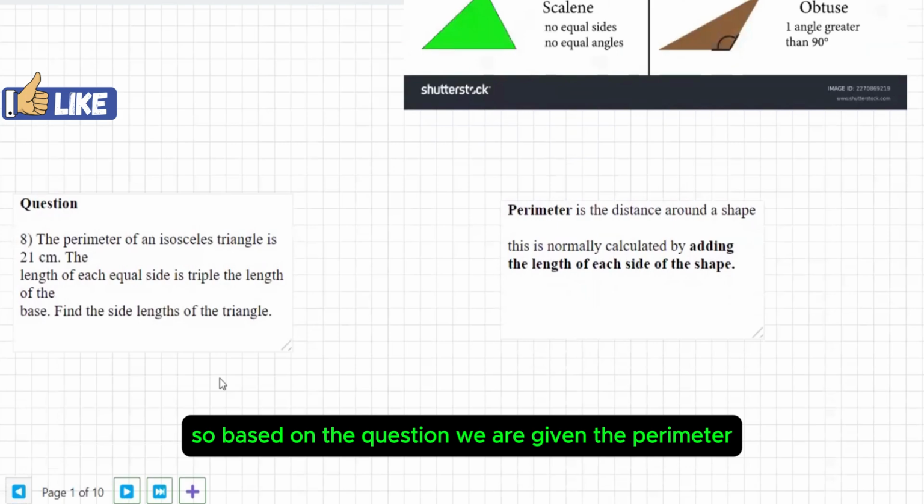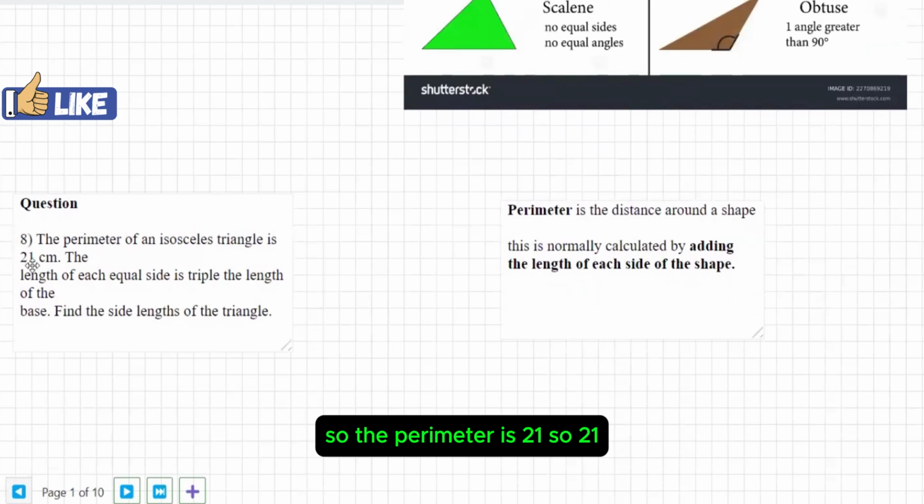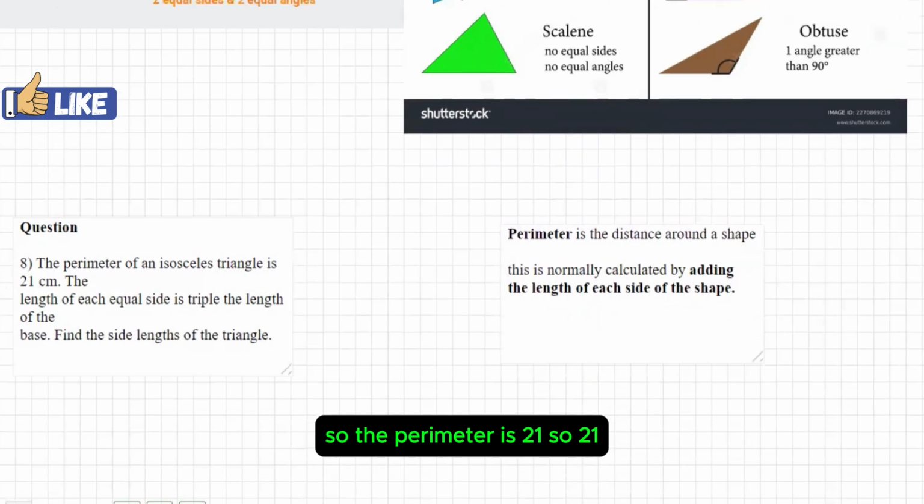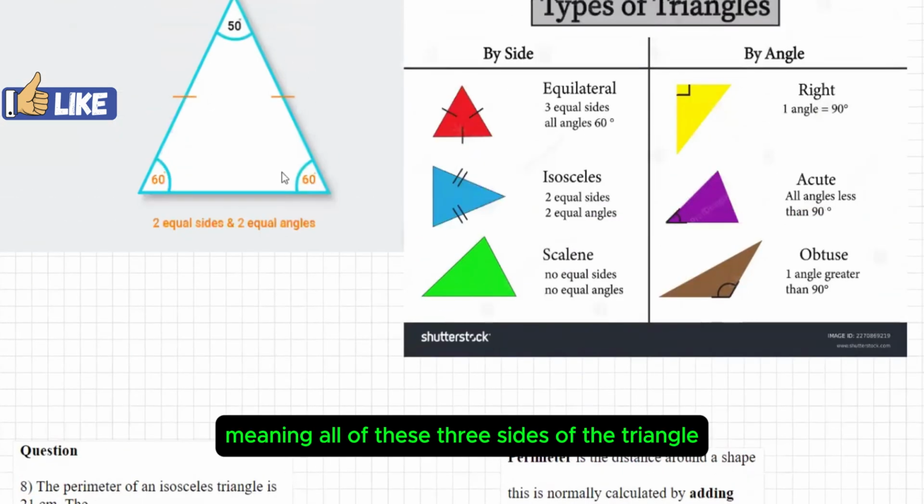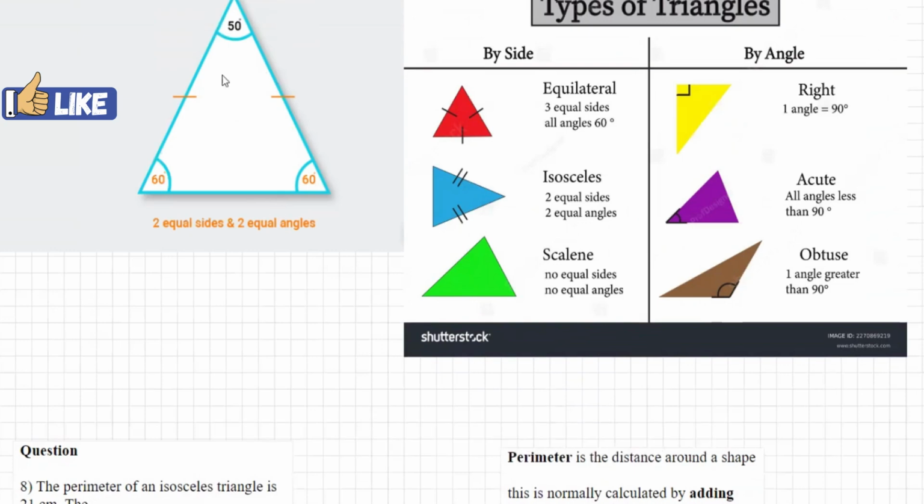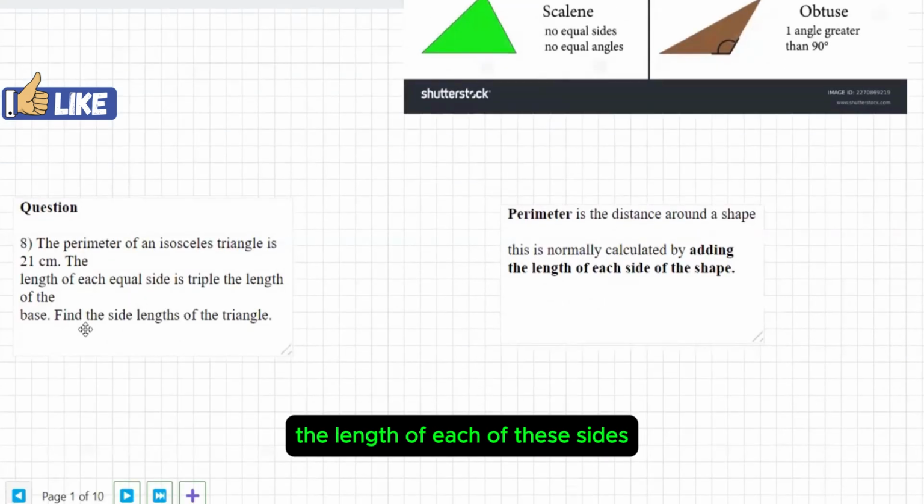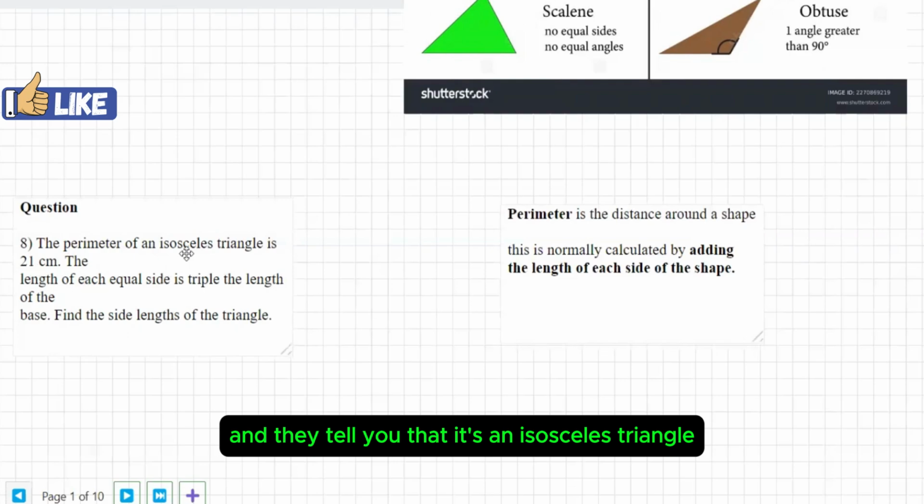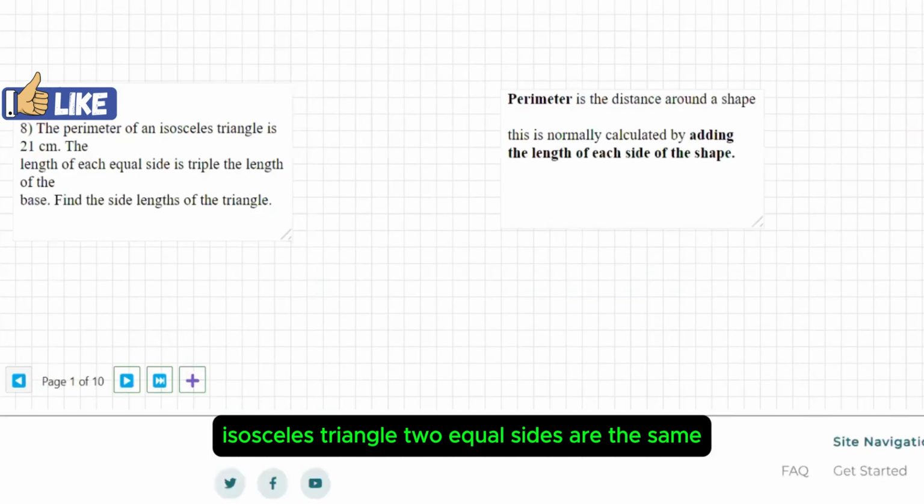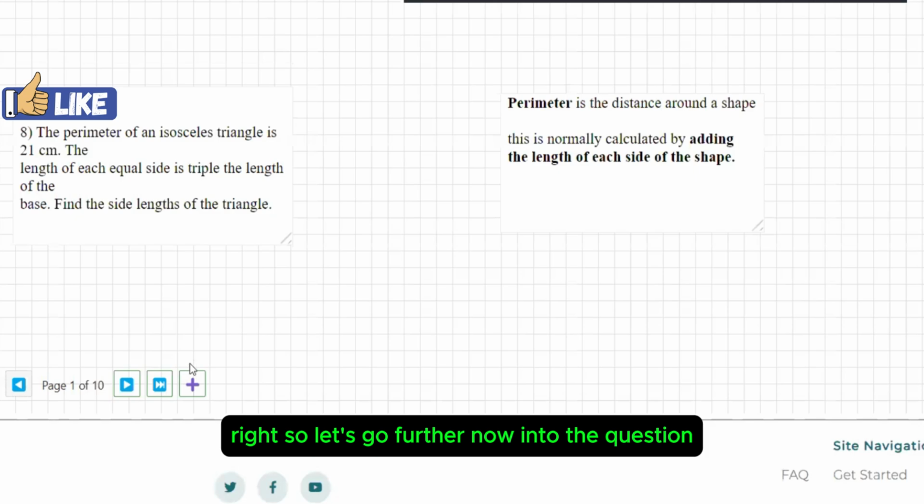Based on the question, we're given the perimeter. So the perimeter is 21, meaning all of these three sides of the triangle will add up to 21 centimeters. But the question is asking you to find the length of each of these sides, given the information that one, they give you what the perimeter is, and they tell you that it's an isosceles triangle. And based on what we have discussed, in an isosceles triangle, two equal sides are the same. Right, so let's go further now into the question.